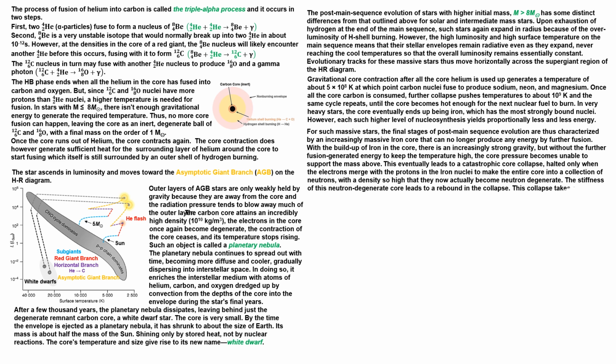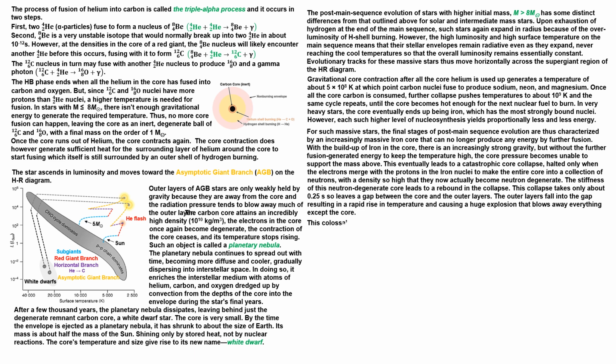This collapse takes only about 0.25 seconds, so it leaves a gap between the core and the outer layers. The outer layers fall into the gap, resulting in a rapid rise in temperature and causing a huge explosion that blows away everything except the core. This colossal explosion of a star is called a supernova.